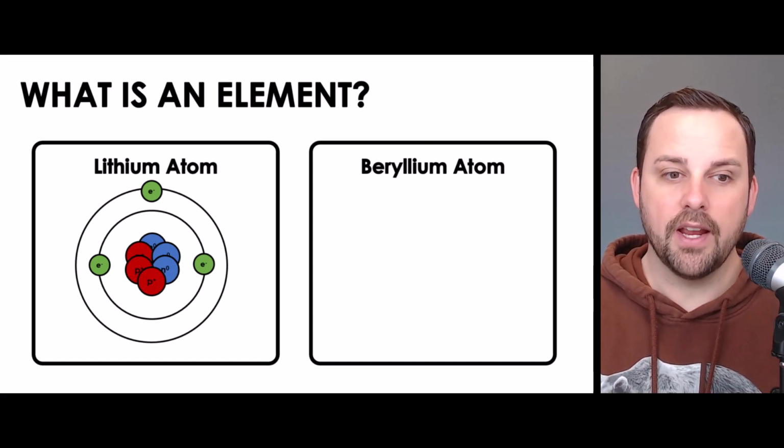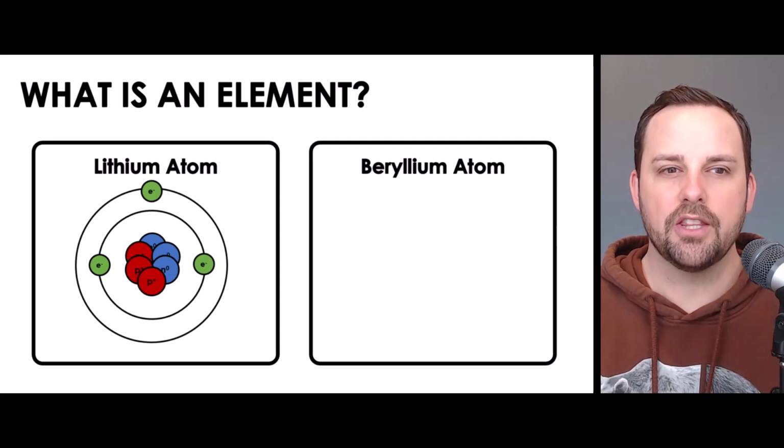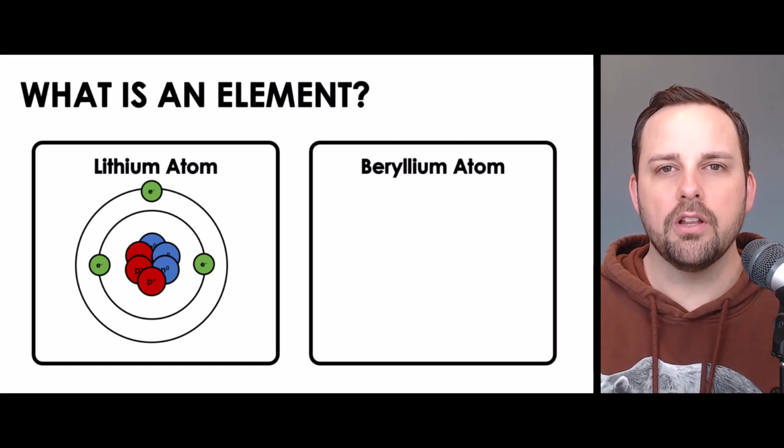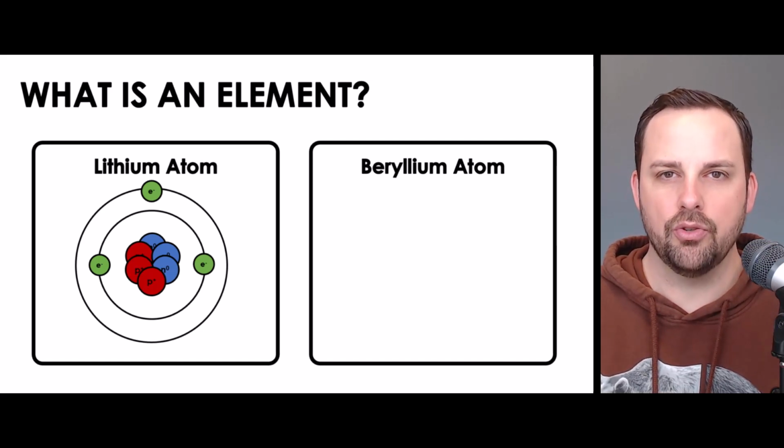We could change the number of neutrons, and we could change the number of electrons. But as long as there are 3 protons in the nucleus, this is a lithium atom. Now let's draw the 4th element. This is beryllium. Beryllium has 4 protons in the nucleus.